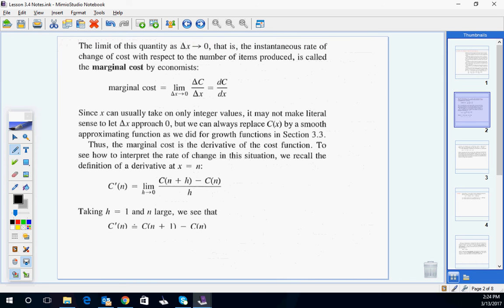Marginal cost as well. So the limit of this quantity as change of x goes to 0, the instantaneous rate of change of cost with respect to the number of items produced, is called the marginal cost by economists.